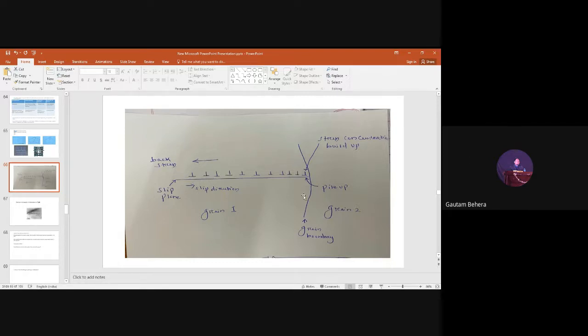This is actually grain one. This part is grain two. Right? And this is the grain boundary, for example. So just figure out what is happening, and if something is happening, what is the consequence of that, from this image? Let me see who can figure it out. What is happening here, and due to that happening, what is the consequence? Already it is written over here. Just look at this image and tell me.